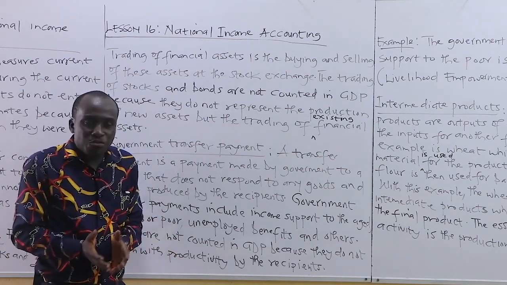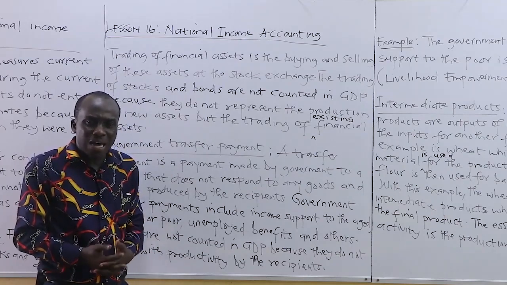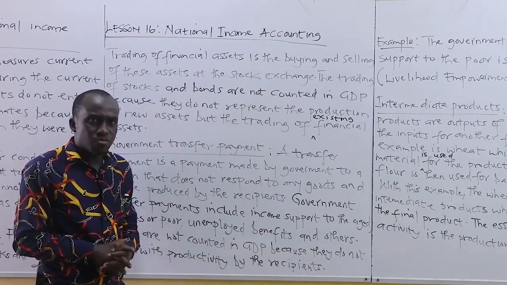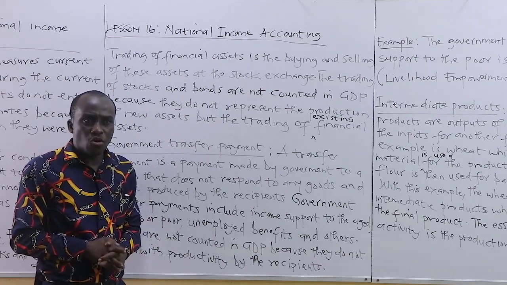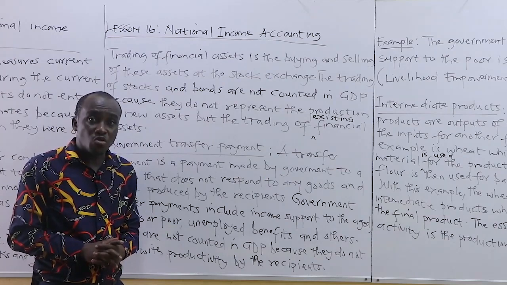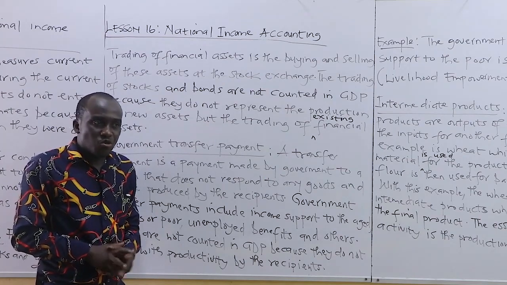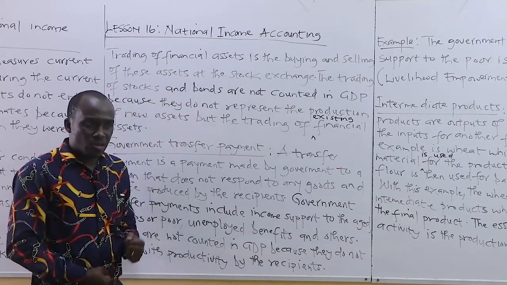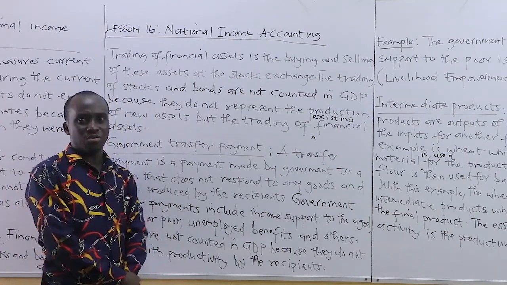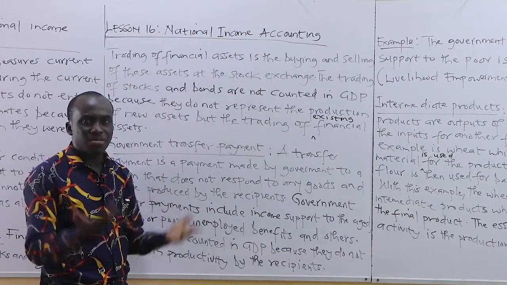Why don't we add it to GDP if you receive such money? The money you receive doesn't match with productivity. If government says you are not working, so it's giving you some amount of money, or you are aged, or you are a widow, it's giving you some money to support you. The money you receive, you didn't work for it. GDP talks about productivity. You didn't work for the money. So we cannot add that money value to the GDP. Right? It doesn't reflect productivity.